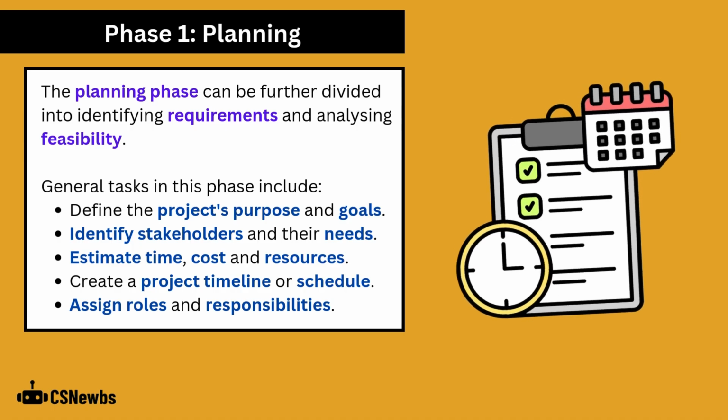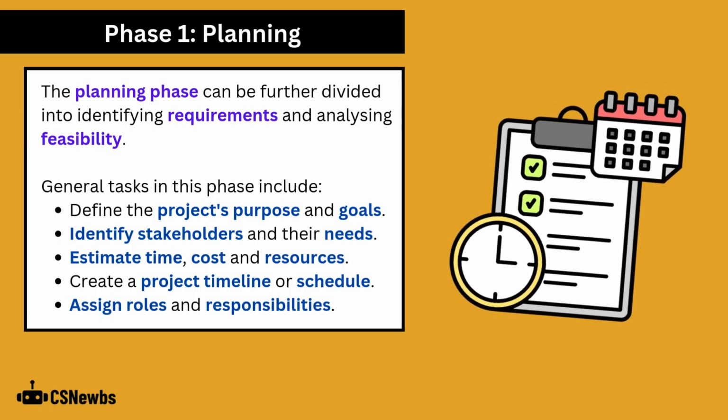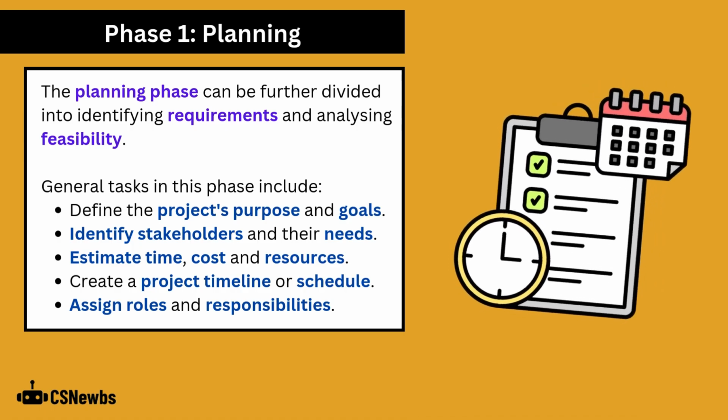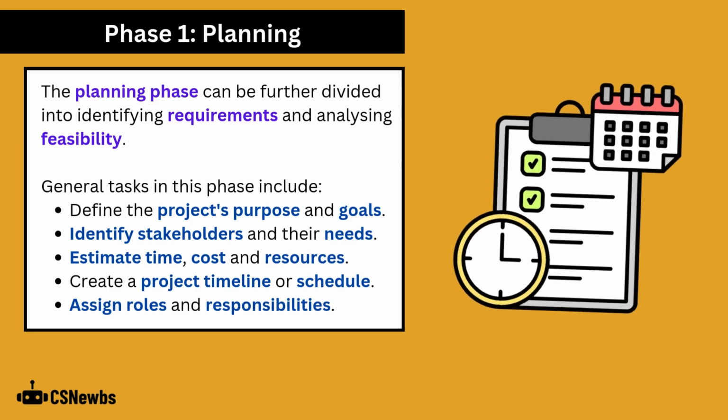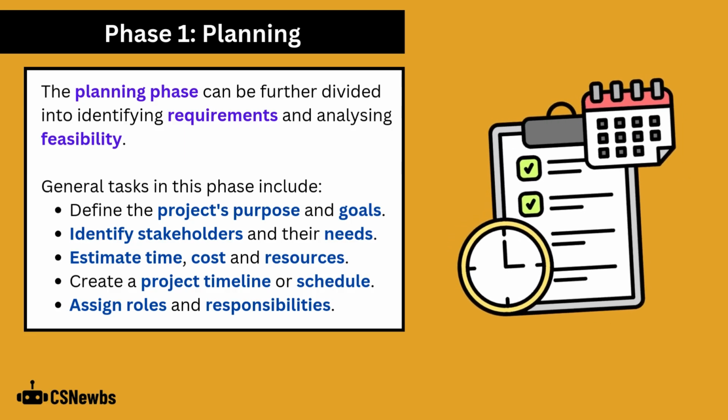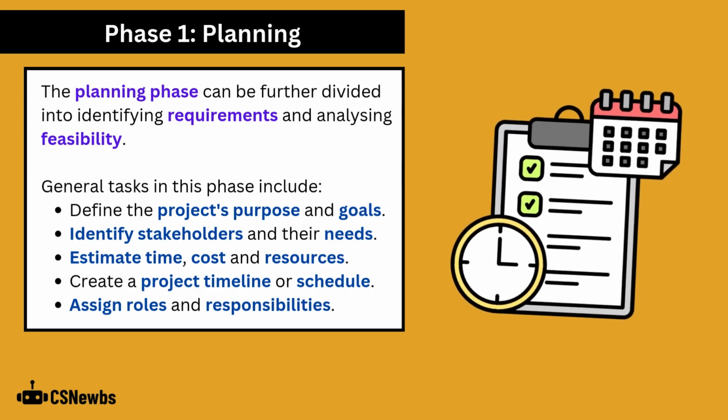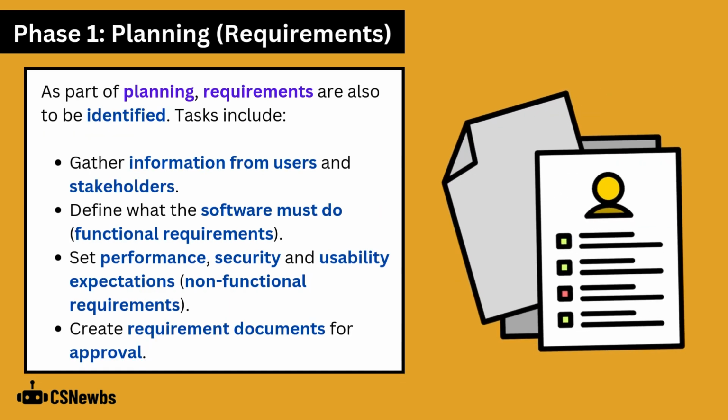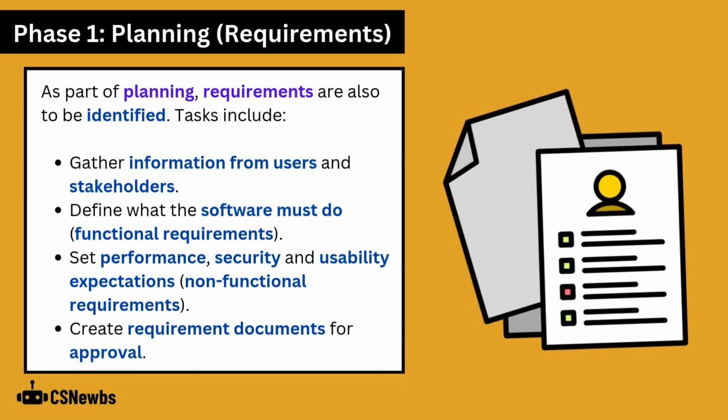General tasks in the planning phase include defining the project's purpose and goals, identifying stakeholders and their needs, estimating time, cost, and resources, creating a project timeline or schedule, and assigning roles and responsibilities. As part of planning, requirements are also to be identified.